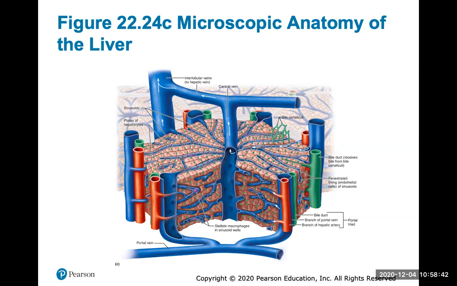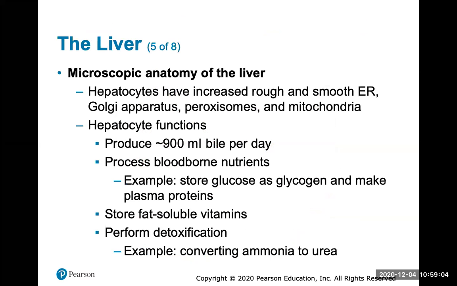So in the plates of hepatocytes, you have these bile ducts receiving bile from the bile canaliculi. The canaliculi are in green. That's what is producing the bile. And then the portal triad is made up of these three major vessels here. So the liver is a really cool organ. It can regenerate itself. If you lose a part of it, to an extent, it can regrow on its own.